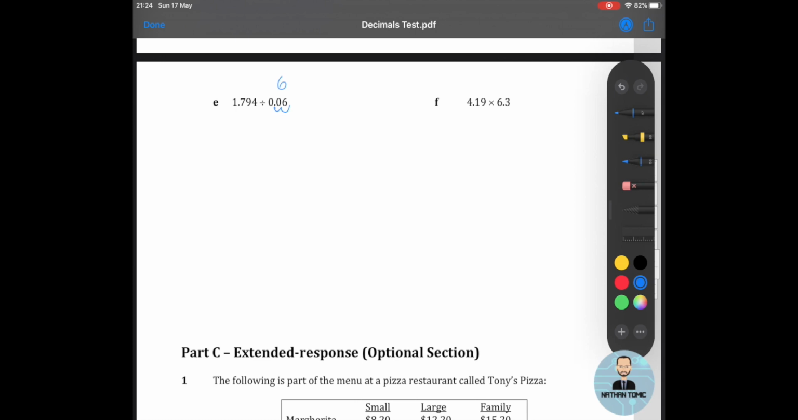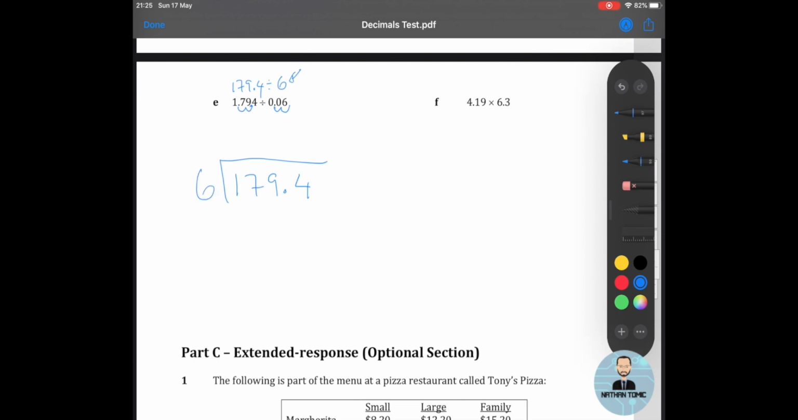Basically any other numbers in the equation. So we're going to also move this 2 times, 1, 2. So that becomes 179.4. So our new equation is written there. So now that we've got our number here as a whole number, we can just do division like we just did before.